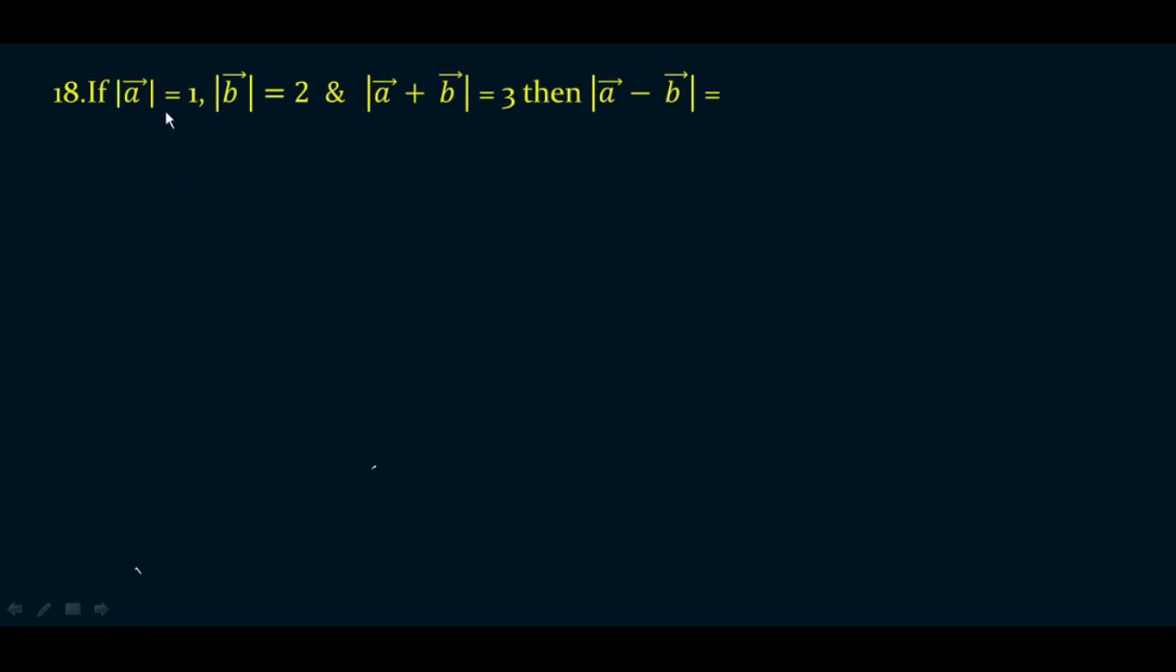The next question. If magnitude of vector A is 1 unit, magnitude of vector B is 2 unit, magnitude of vector A plus B is equal to 3 unit, then the magnitude of vector A minus B is, options are 1 unit, 2 unit, 3 unit and 5 unit. Here also, we should know one result: magnitude of vector A plus B whole square plus magnitude of vector A minus B whole square is always equal to a plus b whole square plus a minus b whole square.